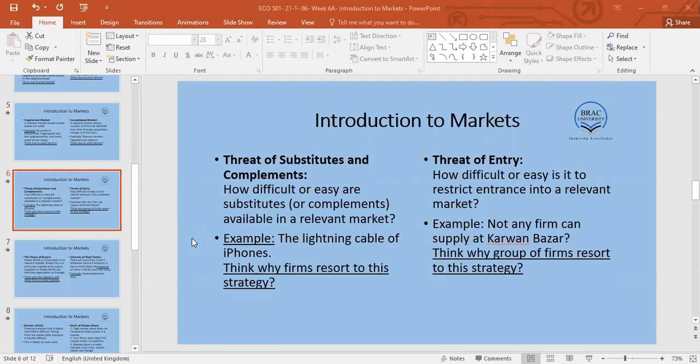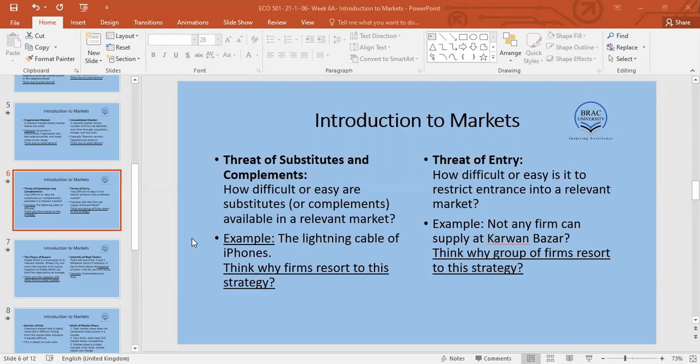Let's give a small example. For example, the lightning cable of iPhones. Only that type of cable is applicable for an iPhone. And that's a complement without which you can't use the iPhone. So what's the logic? The logic is that Apple retains the ownership of this lightning cable. Only Apple produces it. Now, in theory, this is fantastic. What are the economic determinants that imply that Apple will be able to successfully do this?